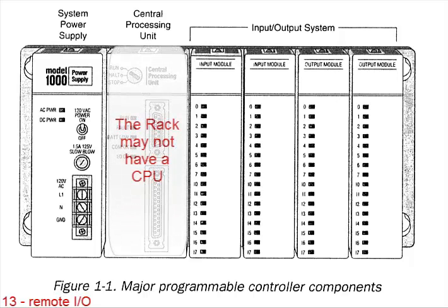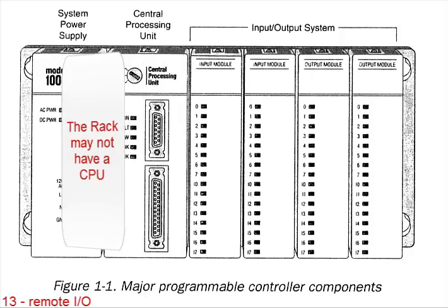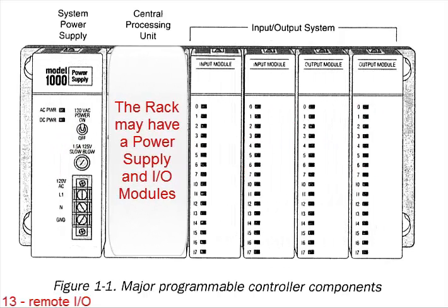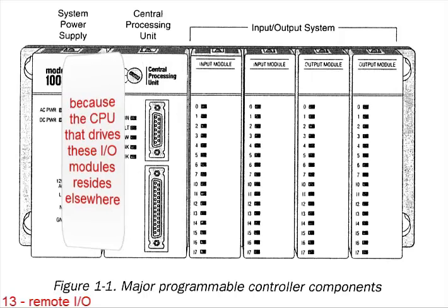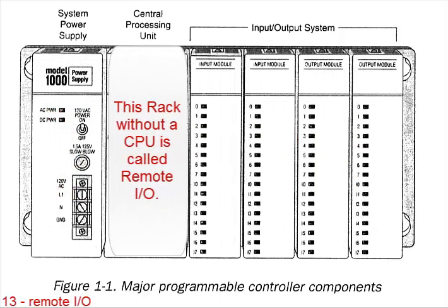A remote I/O rack could contain I/O modules and a power supply, but no CPU. That's because the CPU that drives these I/O modules resides elsewhere. This rack without a CPU is called remote I/O.